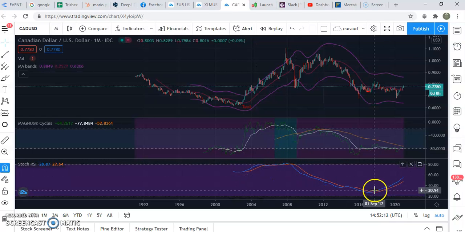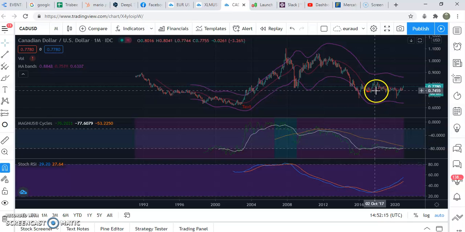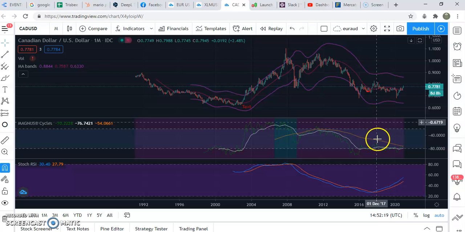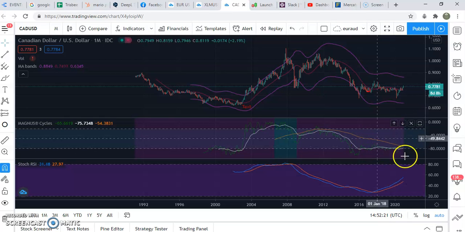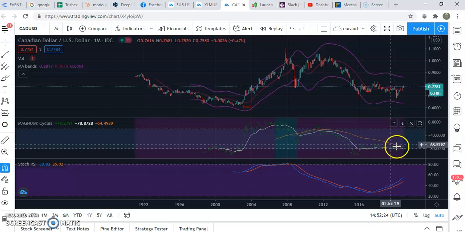Already the stochastic RSI in December 2017 has given us the end of the cycle, while we don't see the end of the cycle for the manual cycle, because we see the orange one is still getting downwards.